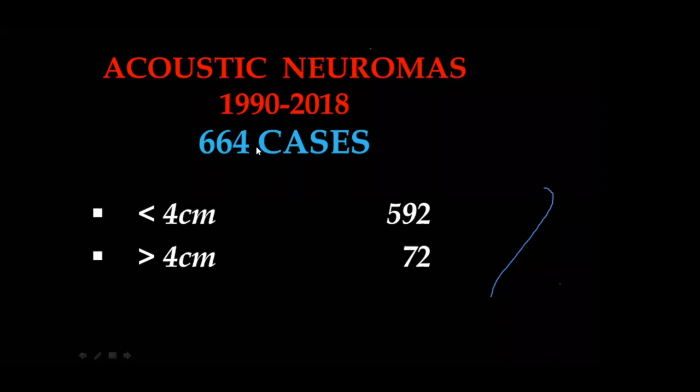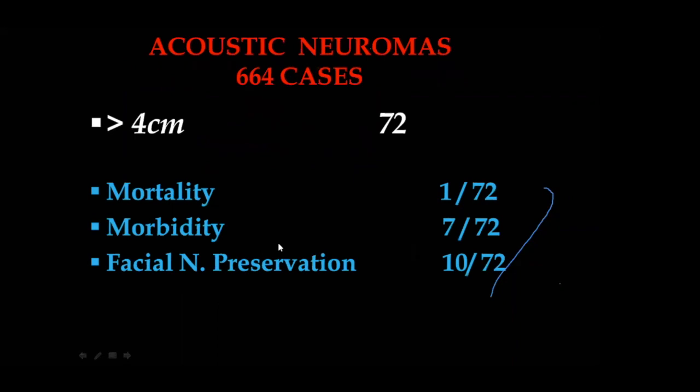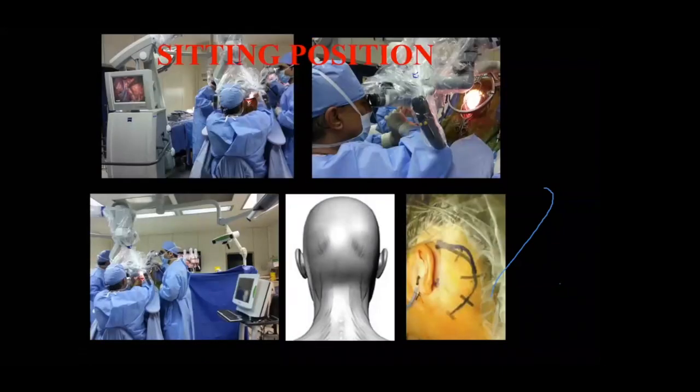My series with these giant ones, all in all, my experience with acoustic neuroma between 1990 and 2018, 664 cases, less than 4 centimeters the majority, more than 4 centimeters 72. I've lost 1 patient, had morbidity in 7. Facial nerve preservation could only be done in 10. And even when you preserve it, there's still some weakness. I use the sitting position using cranial nerve monitoring and navigation and everything under the sun to give the patient the best chance.